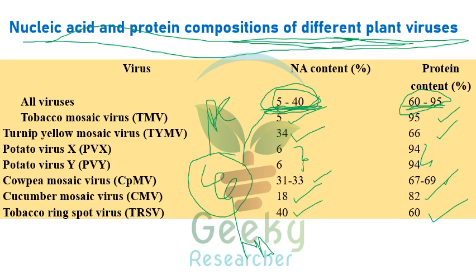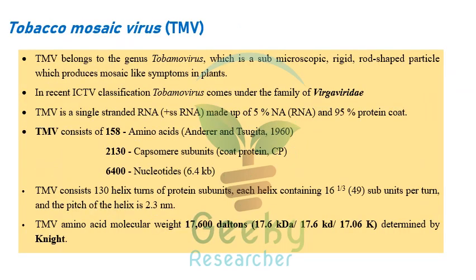So let's discuss tobacco mosaic virus alone. It's a very important virus. It has been almost 125 years since its discovery, and it still has importance. It still serves as a model system for many experiments.